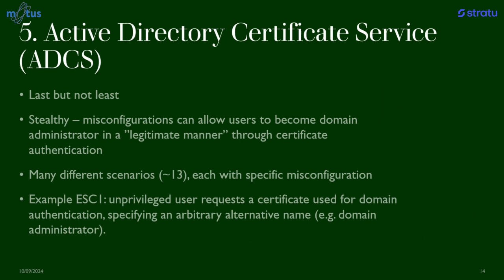As you can see, there's 13 different scenarios that are exploitable, and the way it works is by exploiting a certificate template. Now, a certificate is an item. It can be a file. It usually is a file that proves that someone or something is what the certificate says.